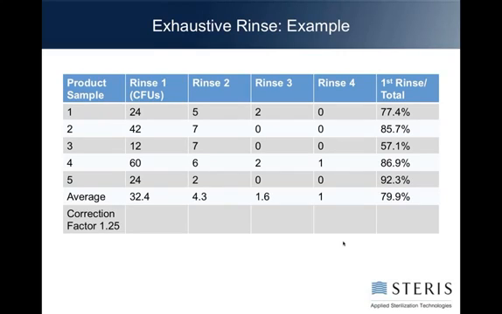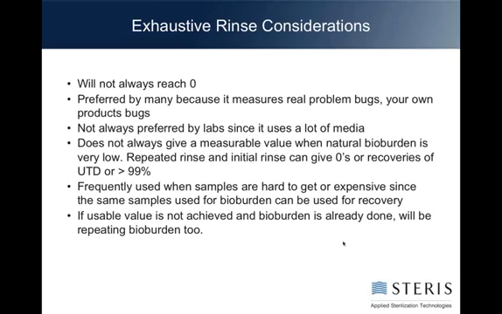Okay, so you get an idea of what that looks like mathematically. Say you had 5 samples. You extracted each one of them 5 times, and then you compare the total versus the first rinse. And then you take all of the samples you did, and you get an overall average. In this example, the overall average is 79.9%, which would give you a correction factor for your bioburden of 1.25. That would mean whatever my bioburden number was, the raw number I extracted, how many counts I got, I would multiply that number by this correction factor of 1.25.